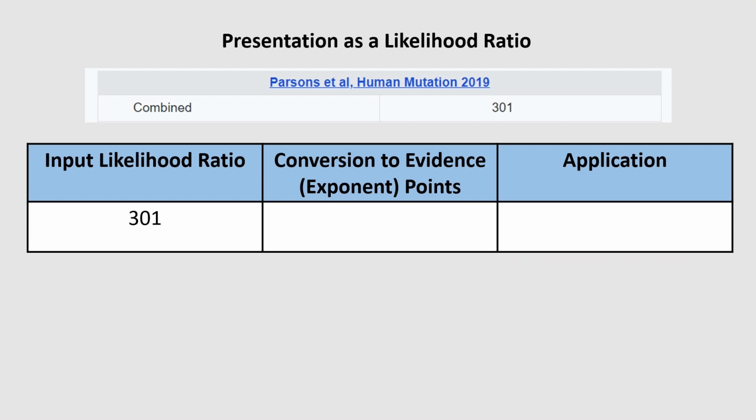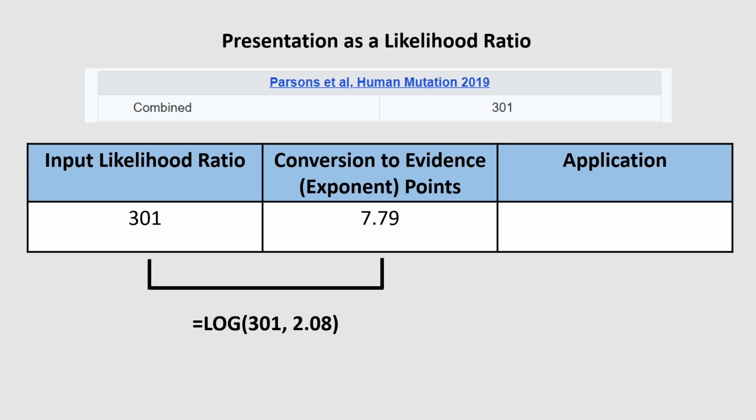In this example, for BRCA1 c.53T>C, the variant has a combined likelihood ratio of 301. To convert this likelihood ratio to exponent points, apply log to base 2.08. This generates an exponent point score of 7.79, or applied evidence of PP4 strong.